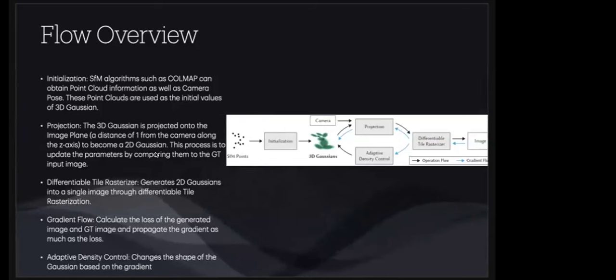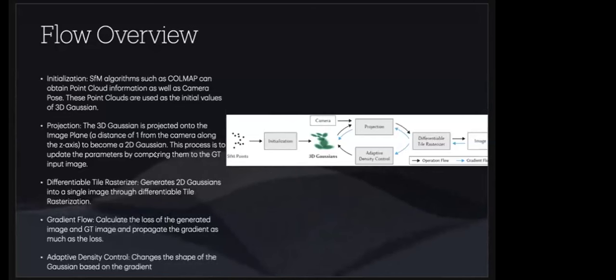Then you convert those points to Gaussians by projecting onto an image plane, and so it becomes a 2D Gaussian in that process. This process is used so that you can update the parameters by comparing them to any ground truth input image. I guess that's where your question was, Sergey, as well. Like how are we actually rendering by taking a different point of view in that image?